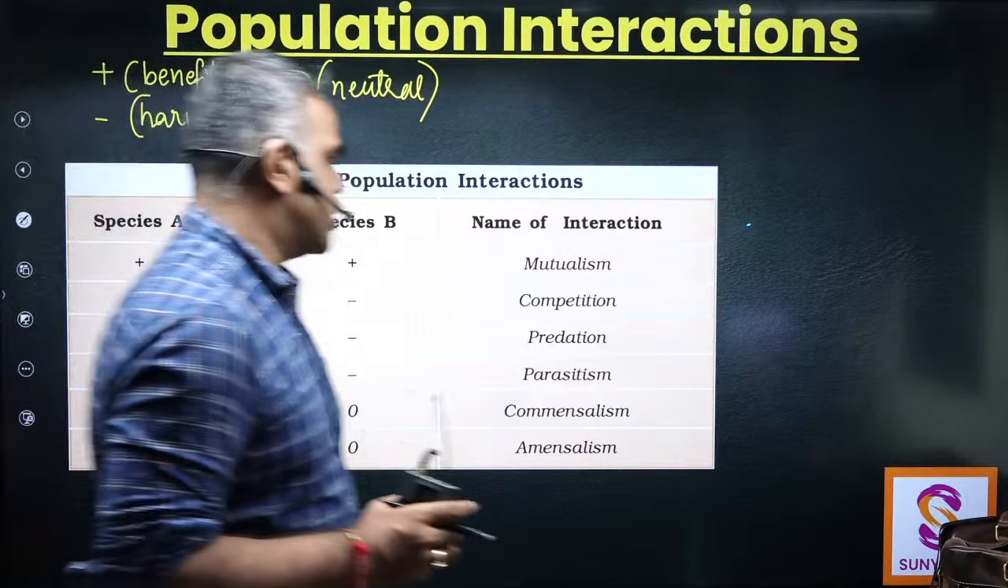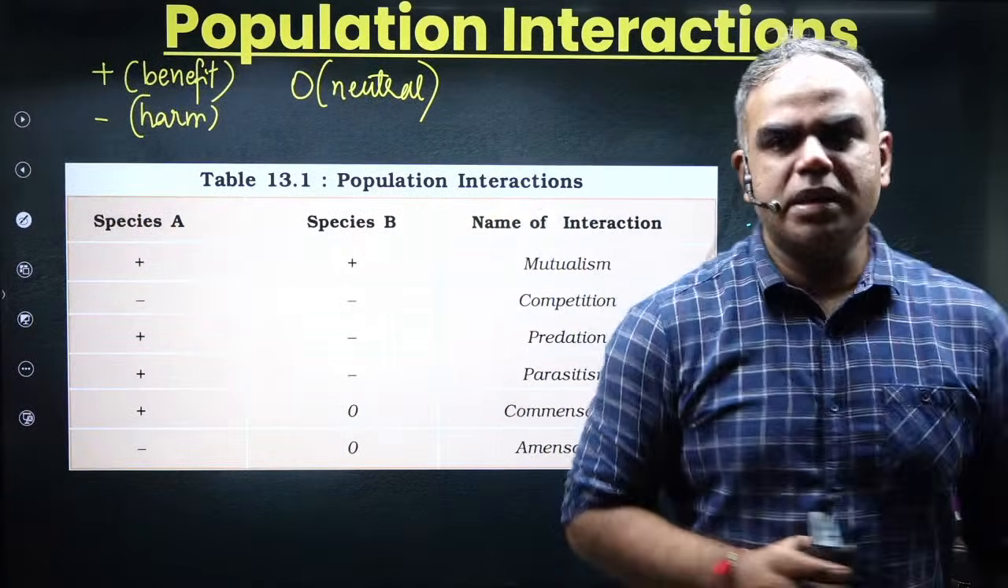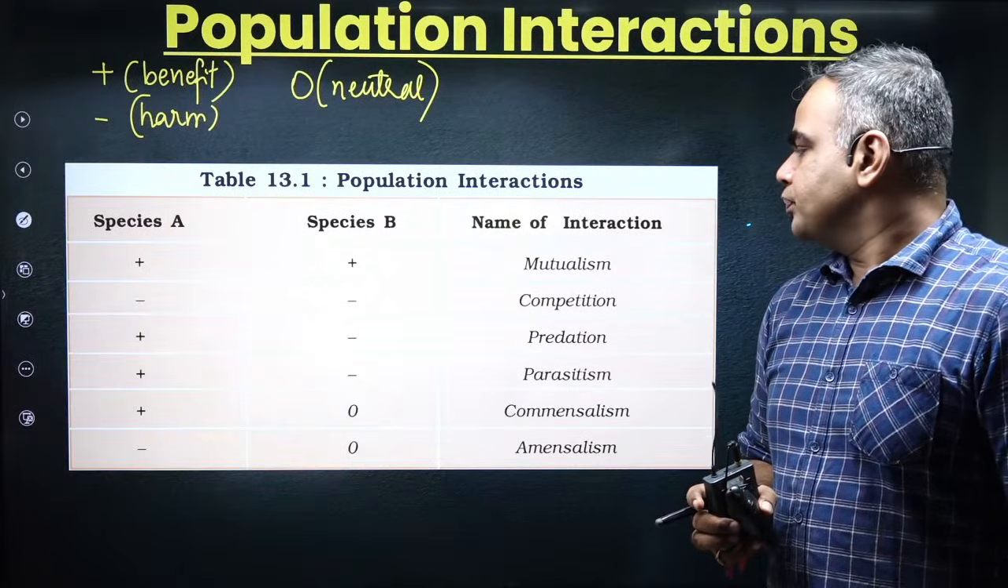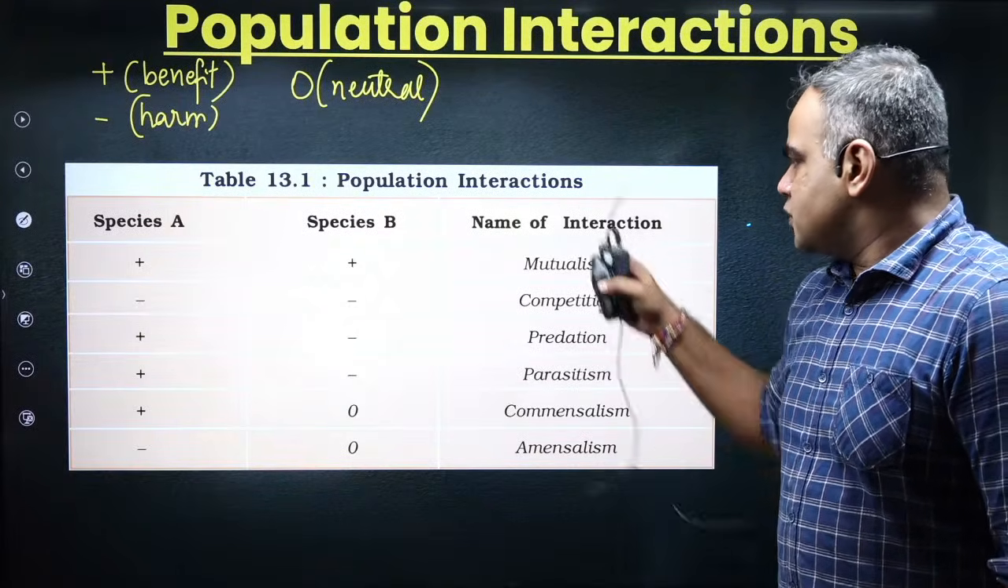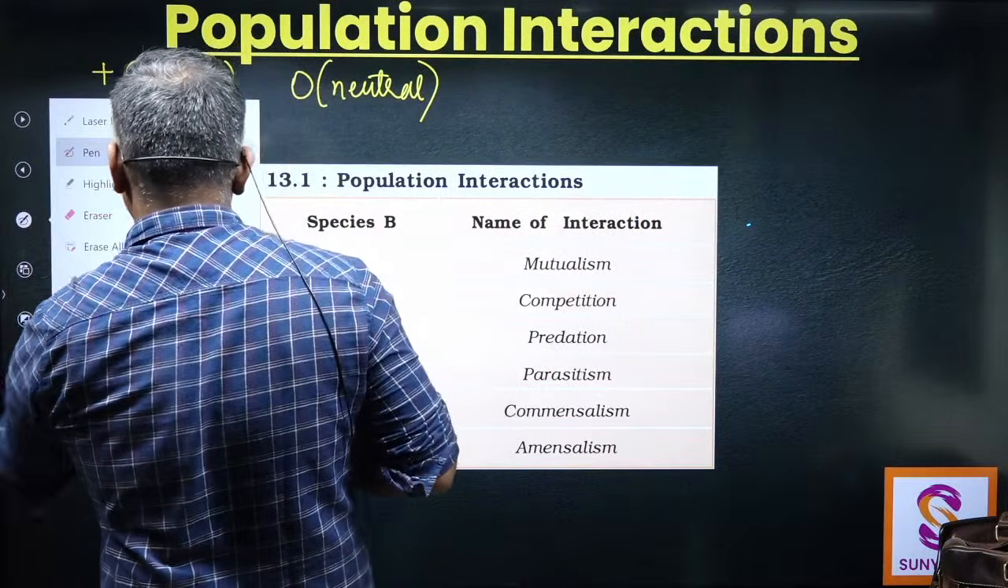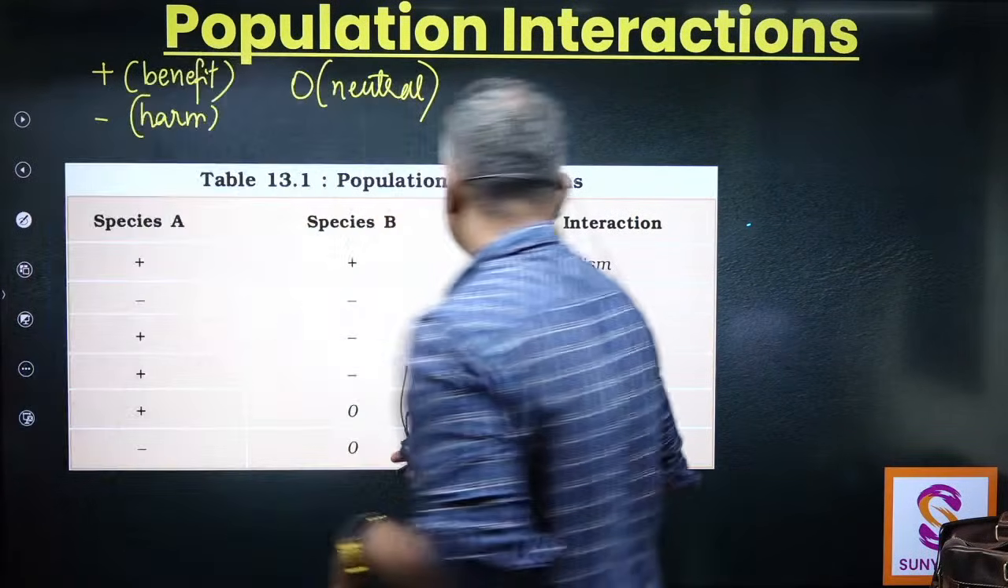Mutualism, competition, predation, parasitism, commensalism, and amensalism. Okay? Now, first, I'll give you an overview for all of them. Then, with images, infographics, we'll see all of them. That will make it very easy.